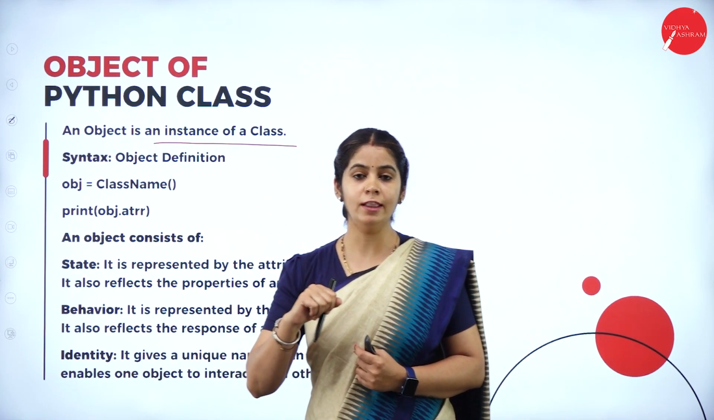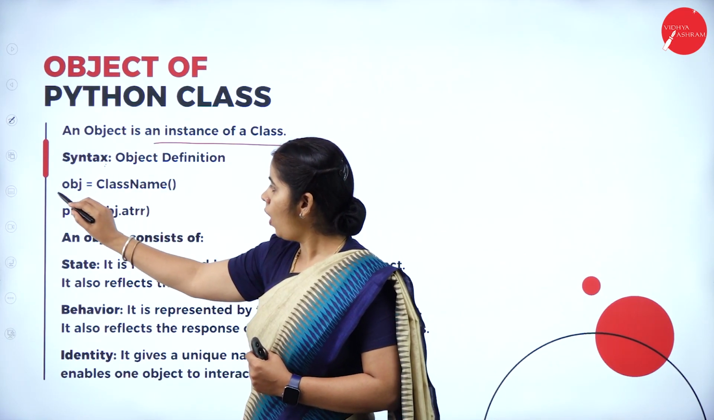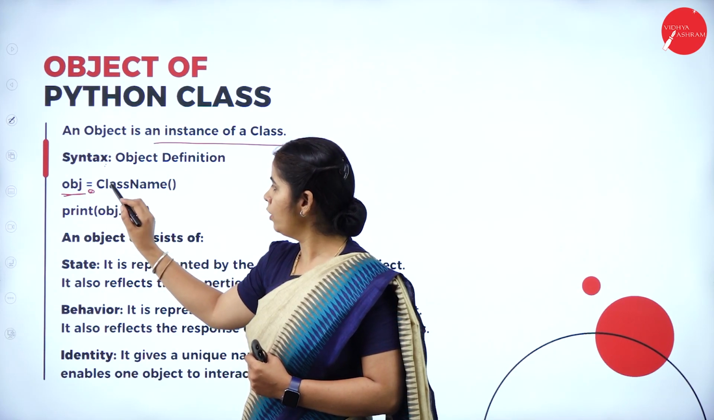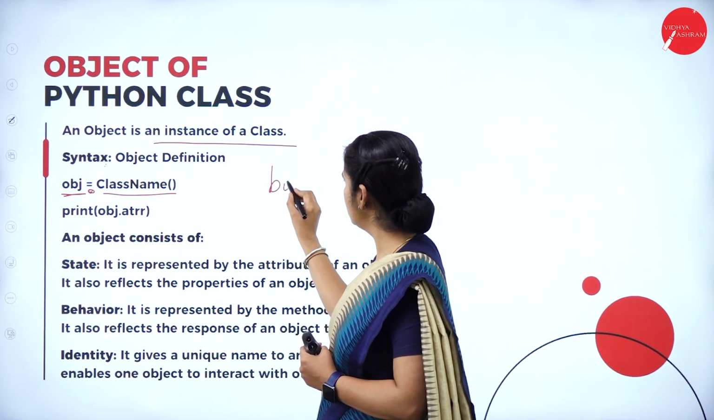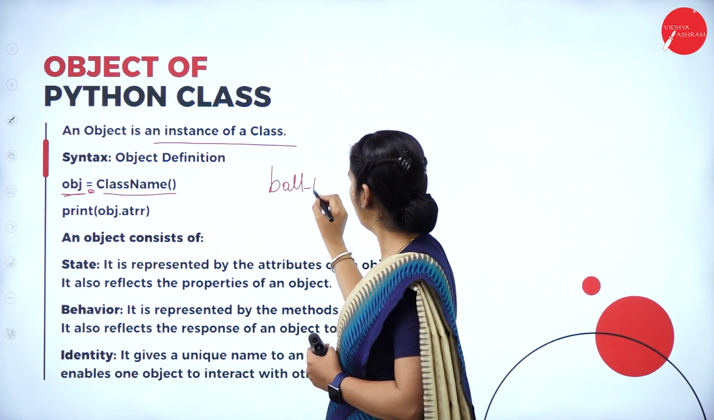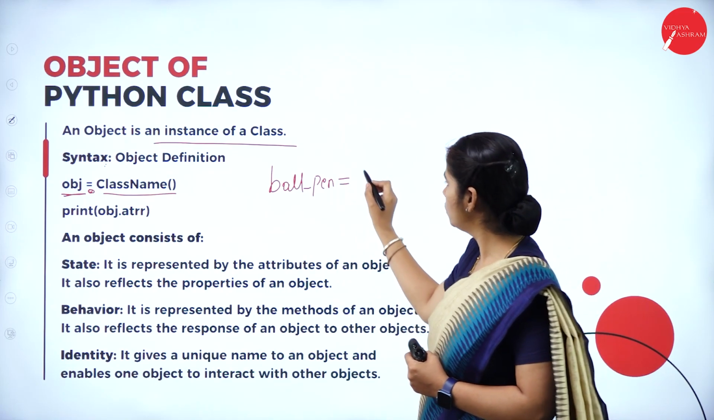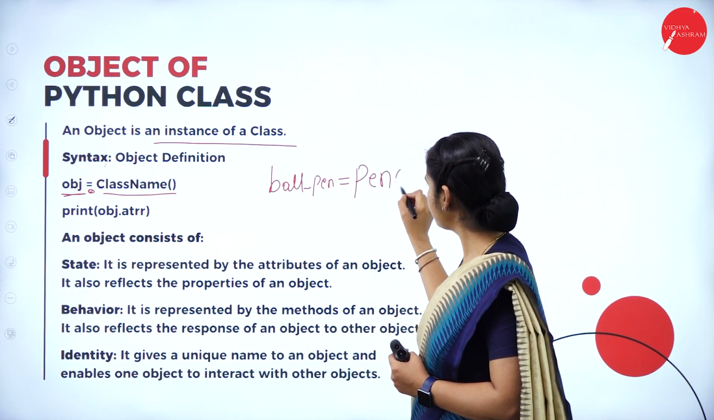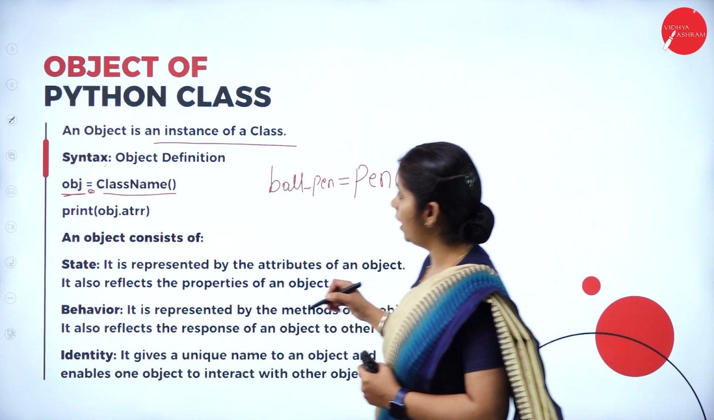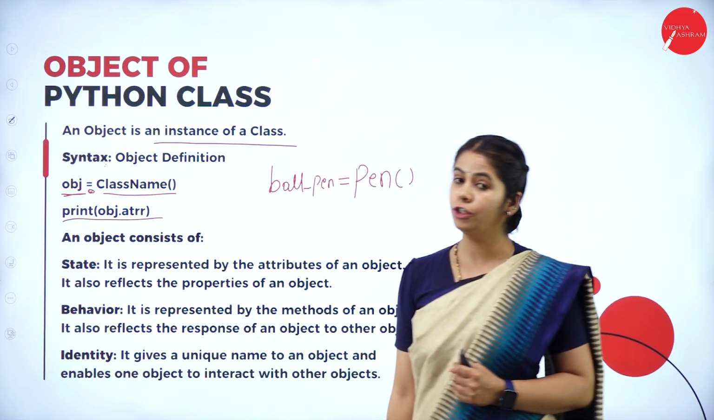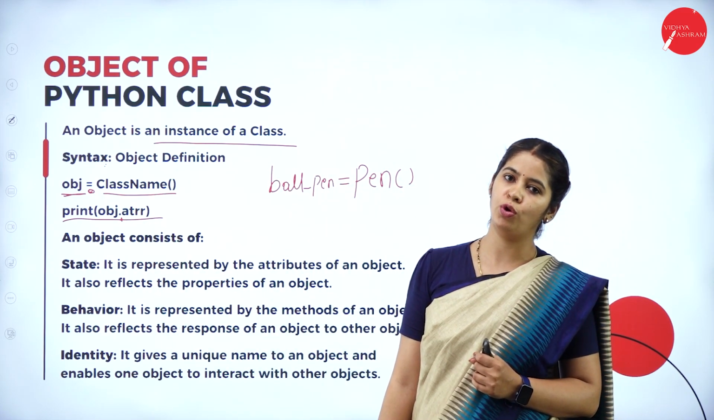How do we define the object, how are we creating an object of that particular class? Syntax: the object name, then the assignment operator, and then the class name. So if I create a ball pen object, in the previous example, which class does the ball pen belong to? It belongs to the class pen, right? That's how we create objects. And print object dot attribute. This is where we use the dot operator to access the attribute of the class.